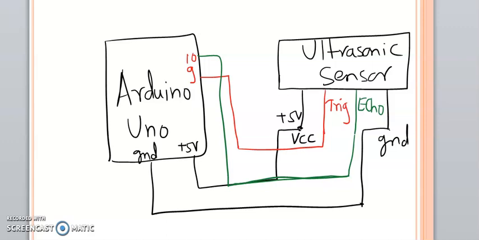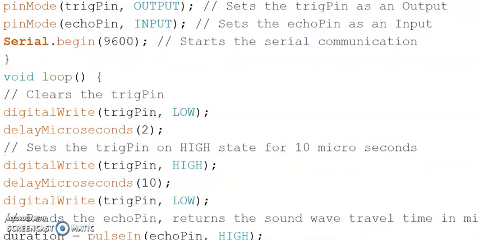Welcome to part C of practical number 5, that is distance measurement using ultrasonic sensor. In part B we started with the programming in Arduino IDE, and we have completed up to the trigger pin.